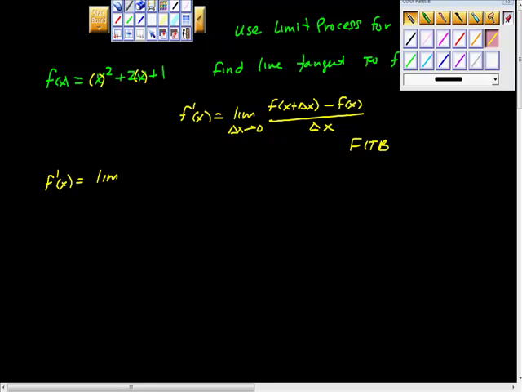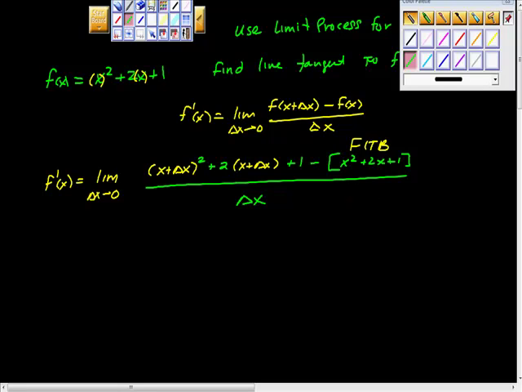It is equal to the limit as the change in x approaches 0 of x plus change in x, squared, plus 2 times x plus change in x, plus 1, minus, I'm going to use square brackets here to remind myself, because I always screw this up, x squared plus 2x plus 1.